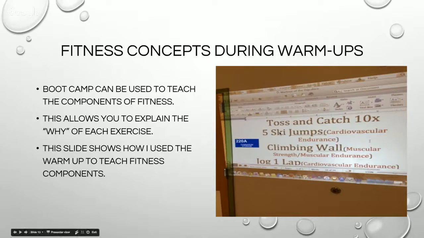So here, if you notice, I have 5 ski jumps. So Mr. Hatcher, why are we doing ski jumps? Well, we're doing ski jumps to improve your cardiovascular endurance. Mr. Hatcher, why do you have us climbing the wall? Well, I have you using the rock wall because I want to improve your muscular strength and your muscular endurance. And lastly, Mr. Hatcher, why do you have me jogging 1 lap? Well, I want to improve your cardiovascular endurance.